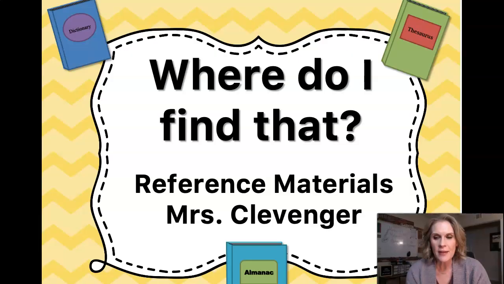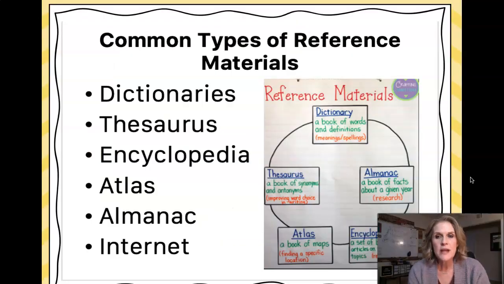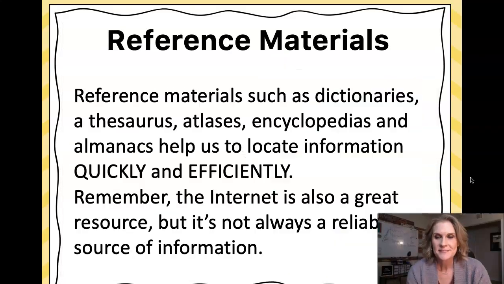Where do I find that? Reference materials. Common types of reference materials: dictionaries, thesaurus, encyclopedia, atlas, almanac, and of course the internet. Reference materials such as dictionaries, thesauruses, atlases, encyclopedias, and almanacs help us to locate information quickly and efficiently.